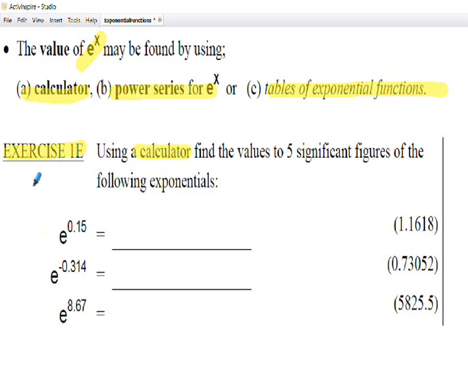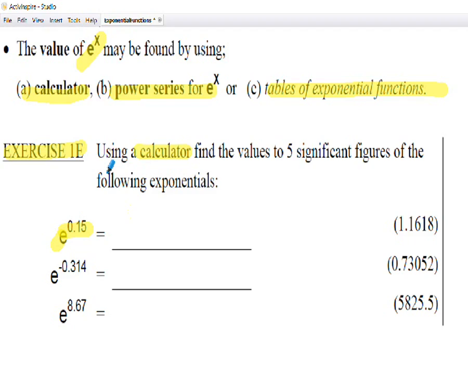So on your calculator you will find an e key. It's usually shift ln key. Ln is a natural log key. Well, my calculator is shift ln, and I will get the e function. So to find the value of e to the power of 0.15, I would do shift ln, that will give me the e function, and I just put 0.15 against it. Different calculators have different ways of approaching this. I suggest you make sure you're familiar with yours.